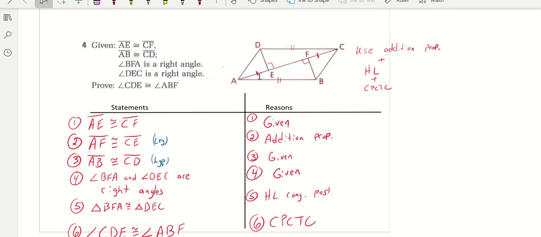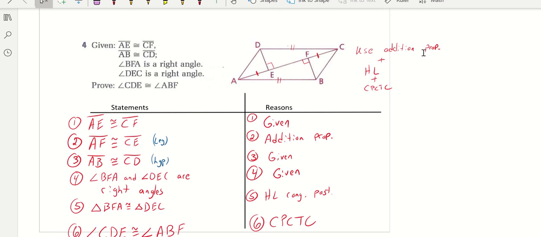That's nice. AE is not an entire side, CF is not an entire side, but side FA is comprised of AE and EF. Side EC is comprised of EF and FC. So EF shows up in both of those. The addition property tells us that when a segment, meaning EF, is added to congruent segments AE, FC, the sums must be equal. So we know that AF must be congruent to EC through the addition property.